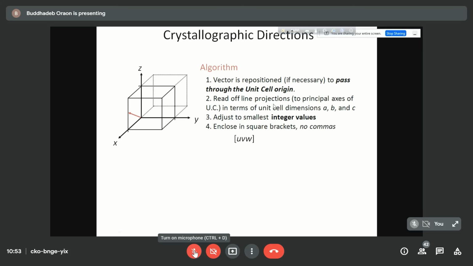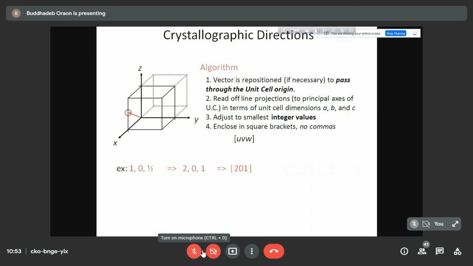Read the projections in terms of a, b, c. Sometimes it may so happen that a, b, c are not the same. In some crystals, the values of a, b and c may not be the same, so at that time you will have to appropriately convert these numbers in terms of a, b and c. Number three, adjust to smallest integer values, and enclose in square brackets with no commas. So these are some standard notations we use to denote the directions.